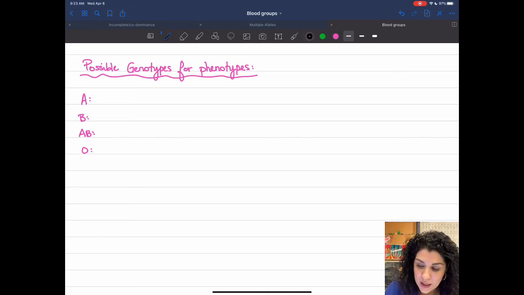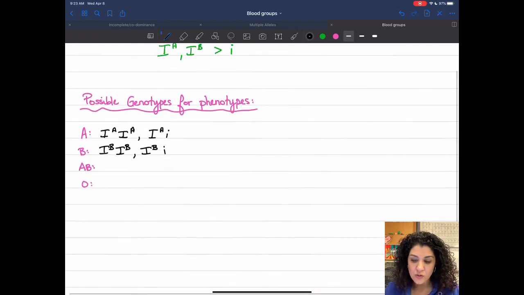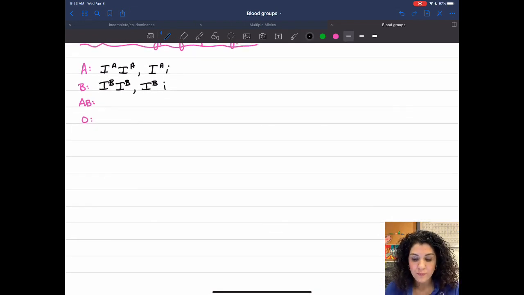So for type A, what I can have is I can be homozygous for A, or I can be heterozygous for A because A is dominant over the little i. So I could be heterozygous for A and have little i as my other allele. For B, same idea. I could be homozygous for B, or I could be heterozygous for B because B is also dominant over the little i.